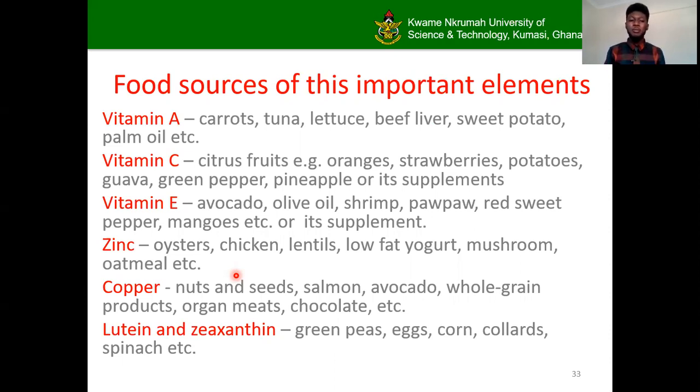Sometimes you might recommend a particular food for a patient, and the patient will tell you, please, I don't like this. So therefore, you can get a supplement for the patient. And that is the nutritional linkage. With the help of these vitamins and lutein and zeaxanthin, they prevent or slow down the rate at which the macula is being deteriorated.